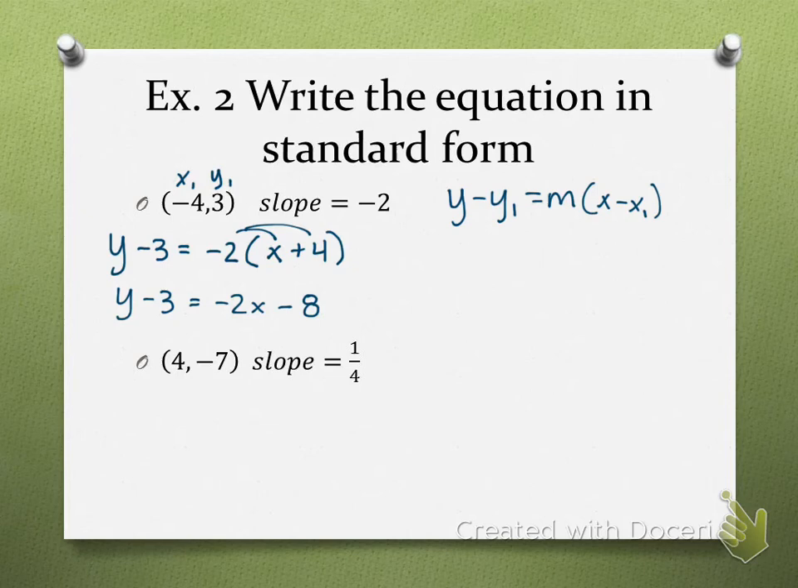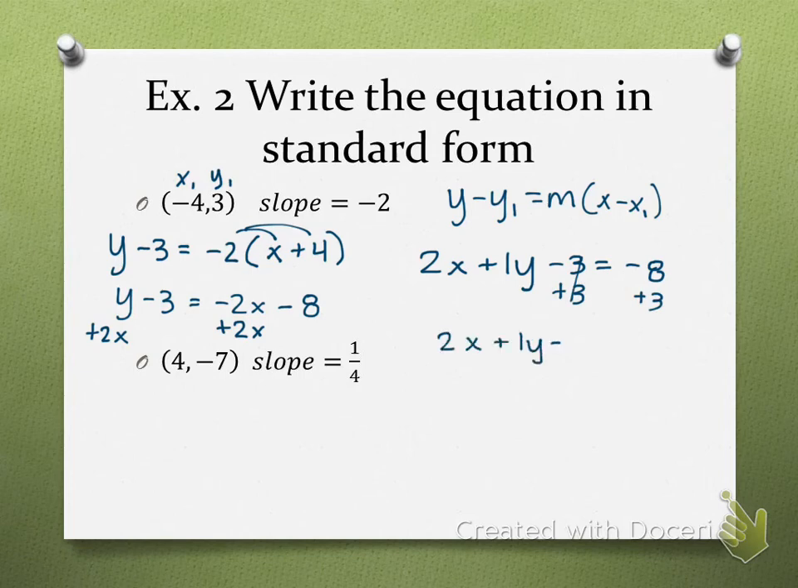So I'm going to add 2x to both sides, because I know the x and y need to be together. So I have 2x plus 1y minus 3 equals negative 8. Then what would I do? Add 3 to both sides. 2x plus 1y equals negative 5. Is this equation now in standard form? Yes. I don't have a negative leading coefficient, and I don't have a fraction. That's my answer.